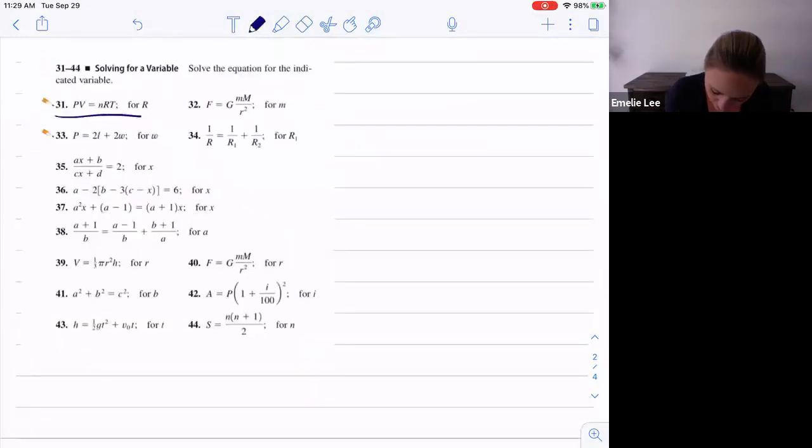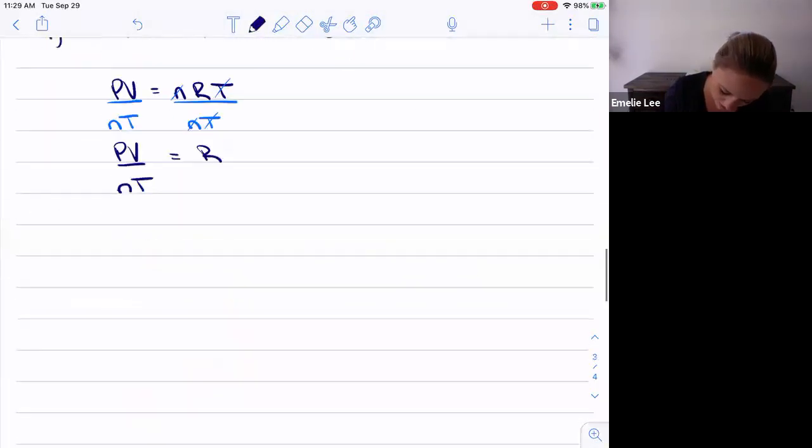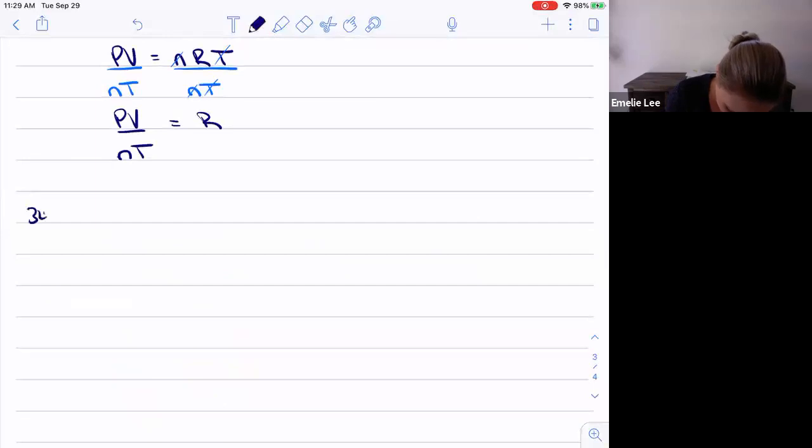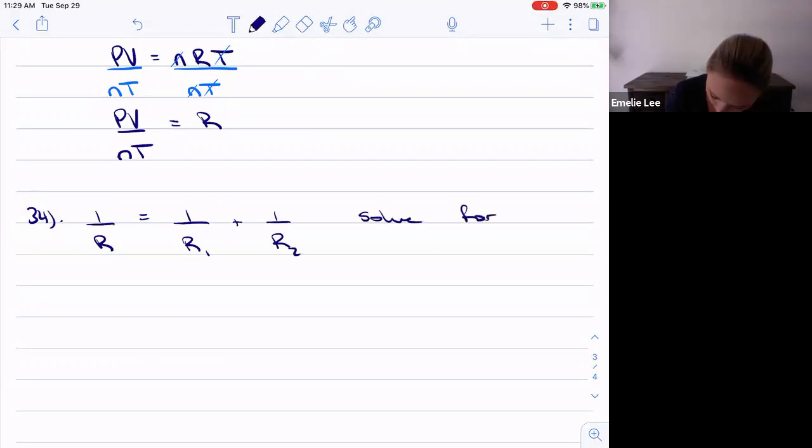What if we did, so we did that one, what if we did 34? Okay, 34 is a little bit harder. If I have 1 over R equals 1 over R1 plus 1 over R2, and I want to solve for R1.